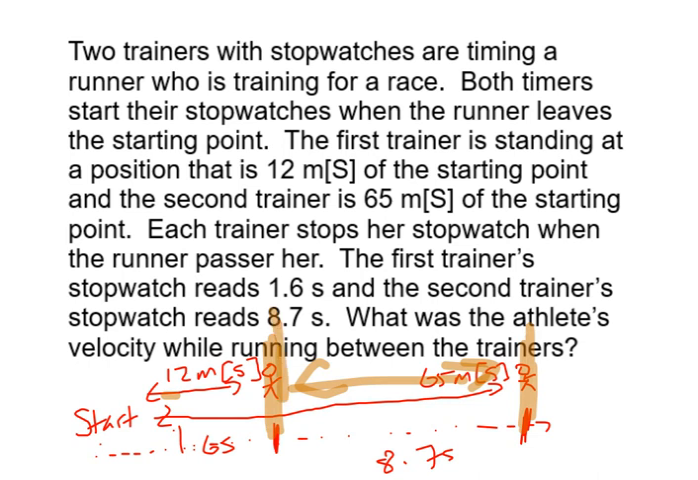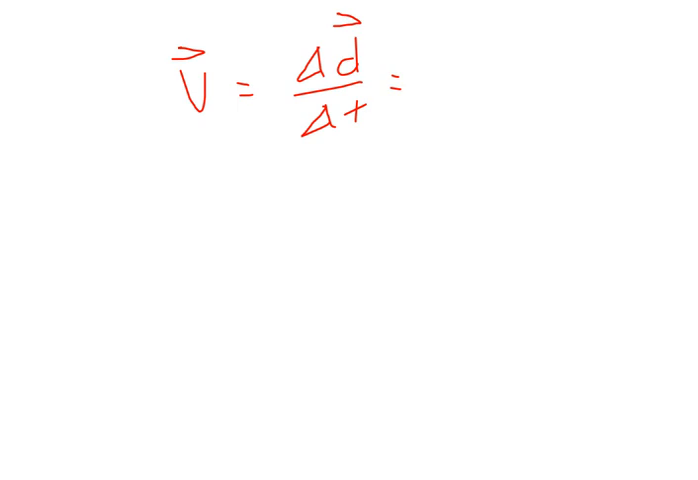How far is it from timer 1 to timer 2? Well, it's 65 minus 12. Does that make sense? From when he started right here to when he finished right here, there was 53 meters actually traveled, because 65 minus 12 is 53. So even though 53 is not one of the numbers that was actually given, that's how far was traveled, 53 meters south. The second question is, how long did it take for the person to run those 53 meters?